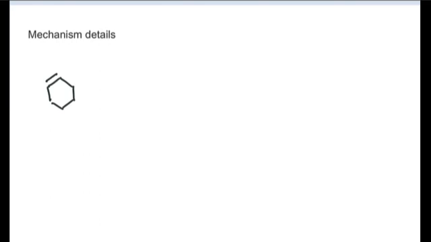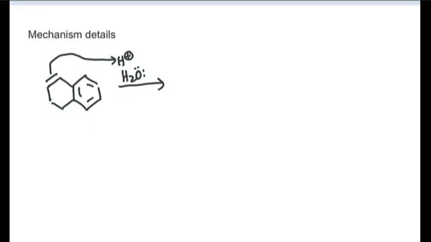So let's think about the mechanism details. We'll use the last example there to draw out our mechanism. So we know that we have a dilute solution of H2SO4. What that means is we've got H plus and we've got water. Okay, that's what that means.